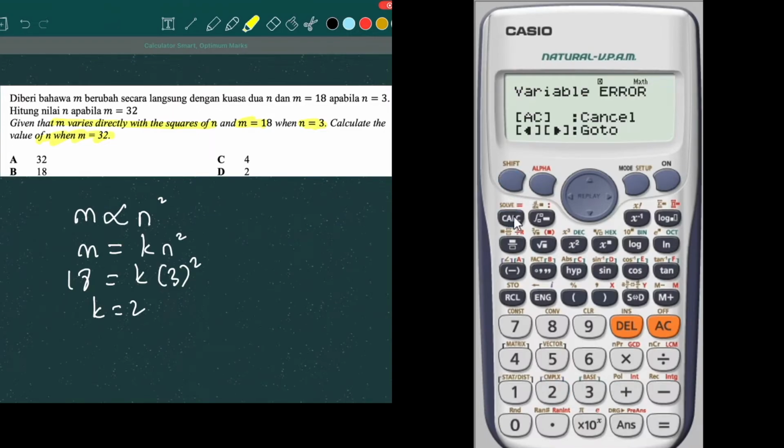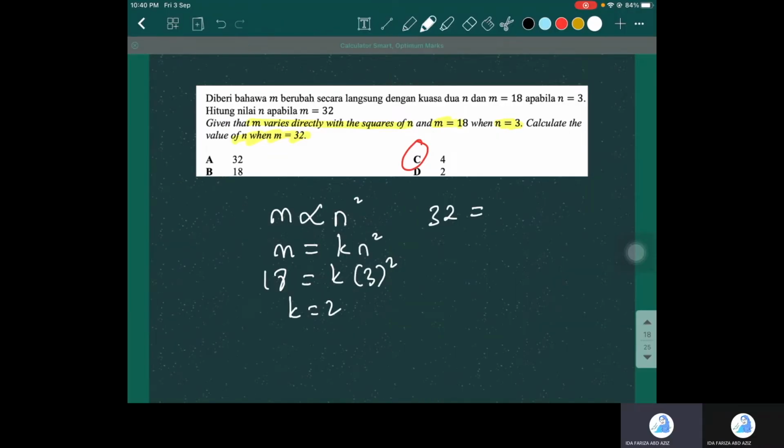So, kita masukkan je lah 32 equals 2x square. Kenapa teacher masukkan 32 equals 2x square? Okay, sebab shift solve, I dapat 4. Terus dapat jawapan 4. Okay. Alright. Kenapa masukkan 32? Dalam kalkulator terus masukkan 32 equals 2x square, sebab sekarang ni dia bagi m 32.